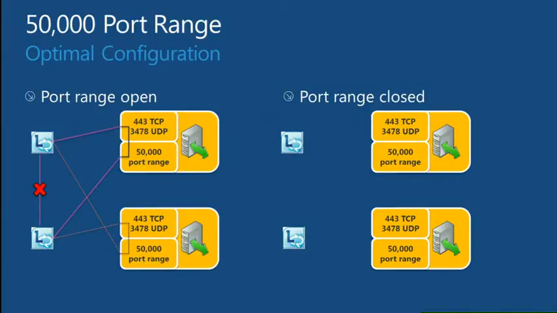Now, let's go to the right side. Think about what happens if the port range is closed. Again, for some reason, direct peer-to-peer does not work. So they connect and send out the candidates, and now the other client tries to connect to the 50K port range. However, there's a firewall blocking the client. So it's not possible to do that.